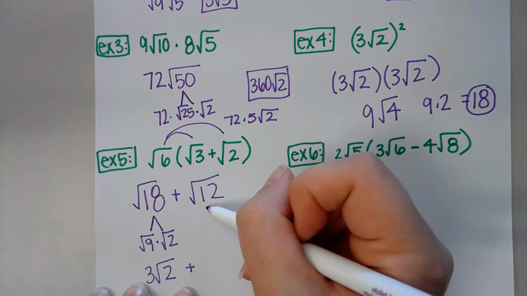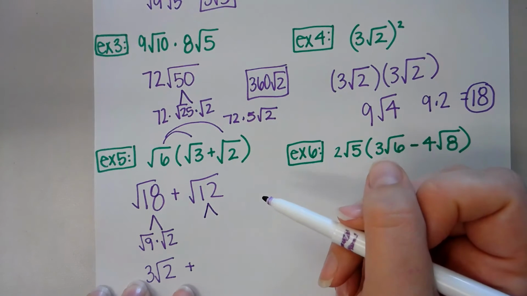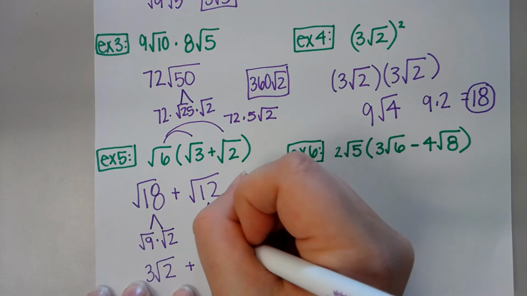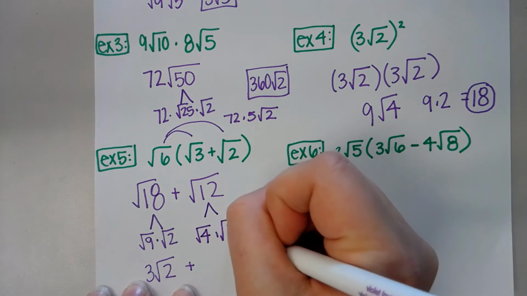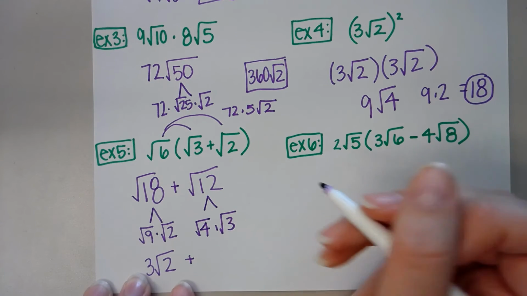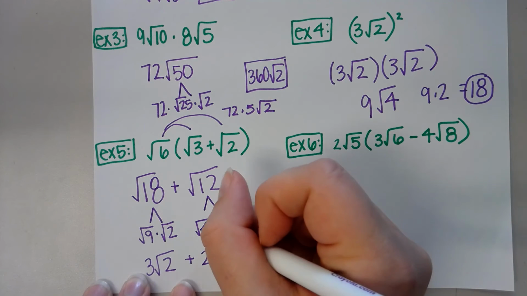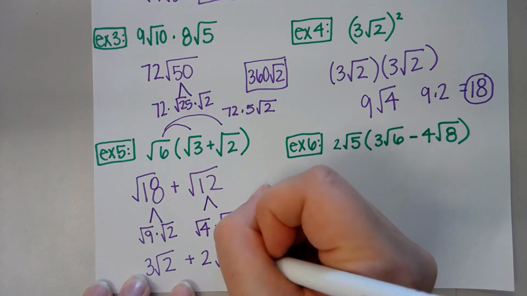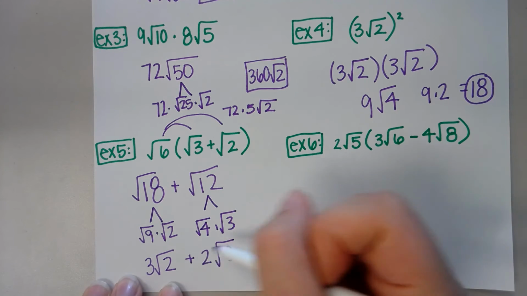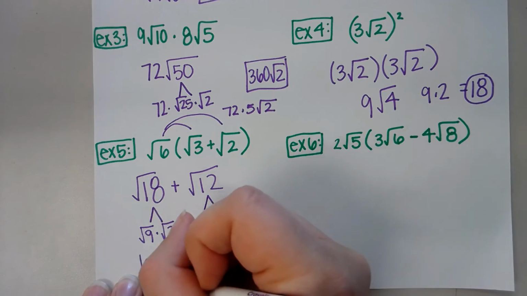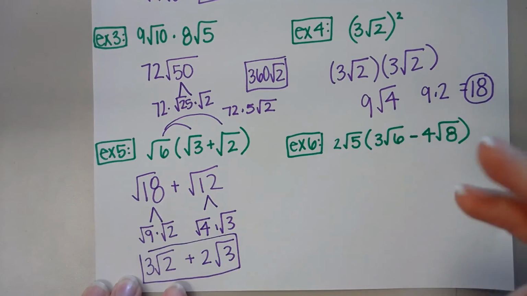I'm then going to see if I can take out a perfect square value on that 12, and I can. So that's the square root of 4 times the square root of 3, because 4 times 3 is 12. That's going to become 2, because the square root of 4 is 2, square root 3. They don't have any like radicals, so this would be my final answer here.